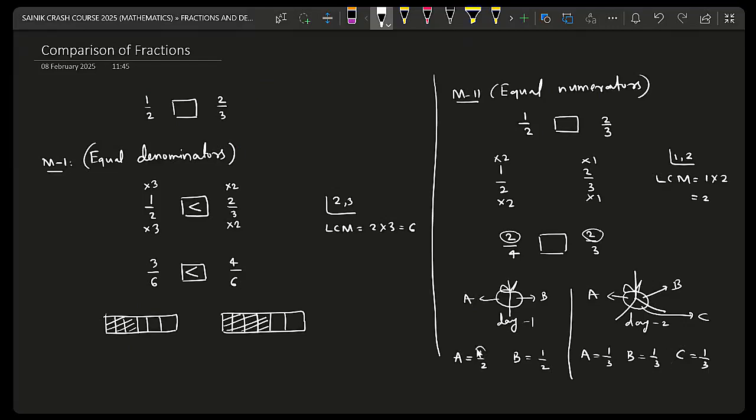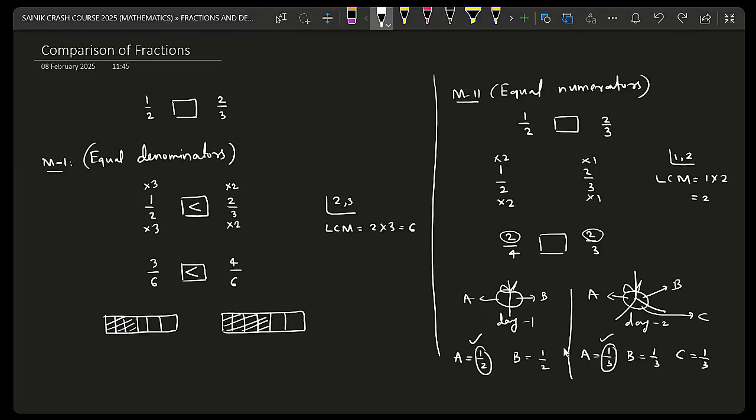If you ask child A, on day 1 you ate more apple or on day 2 you ate more apple, the child will answer, on day 1 I ate more apple. That means if you compare 1 by 2 and 1 by 3, 1 by 2 will be greater than 1 by 3. Even though it has the lesser denominator, its value is more. Whenever you are comparing denominators, everything will be opposite. Greater the denominator, lesser the value. Lesser the denominator, greater the value. It will be opposite of numerators.